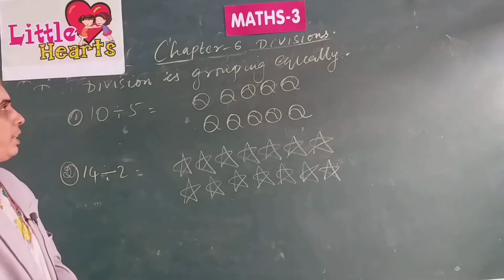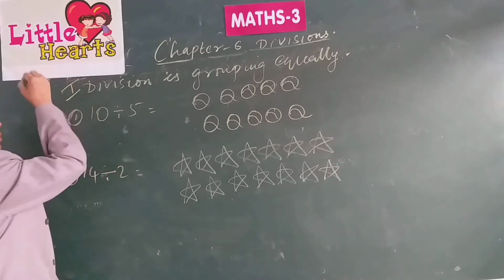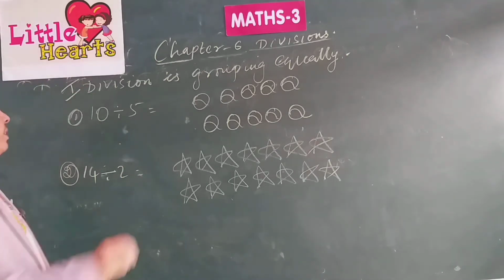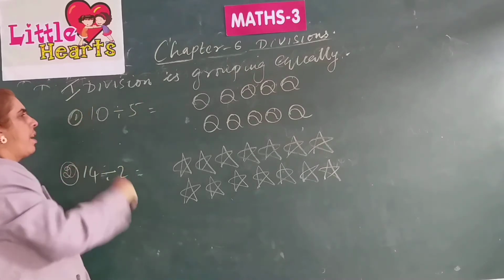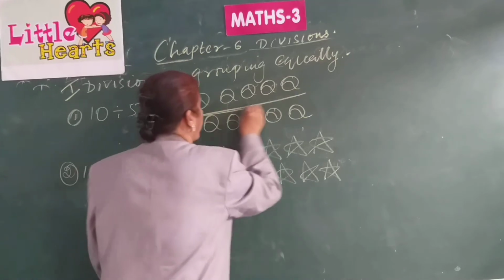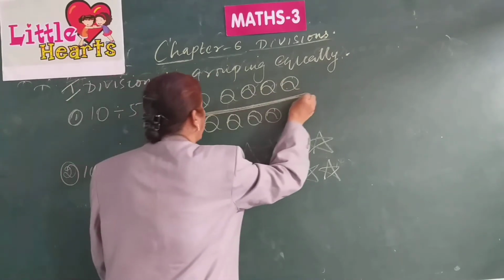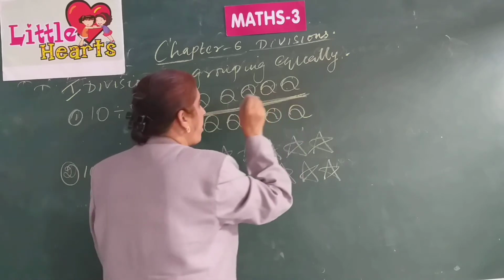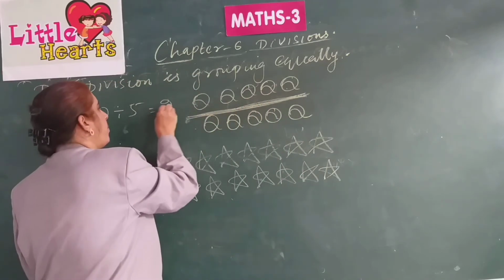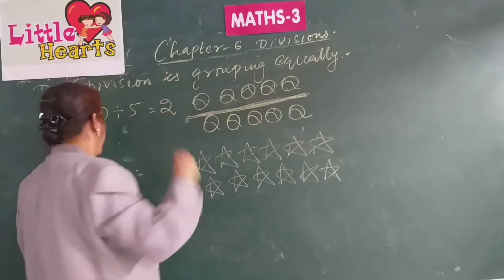Children, there are different methods of division, and the first method is grouping equally. 10 divided by 5: we have 10 balls, and we are dividing them with 5 balls in each group. Then how many groups do we get? 2 groups. Each group has 5 balls.